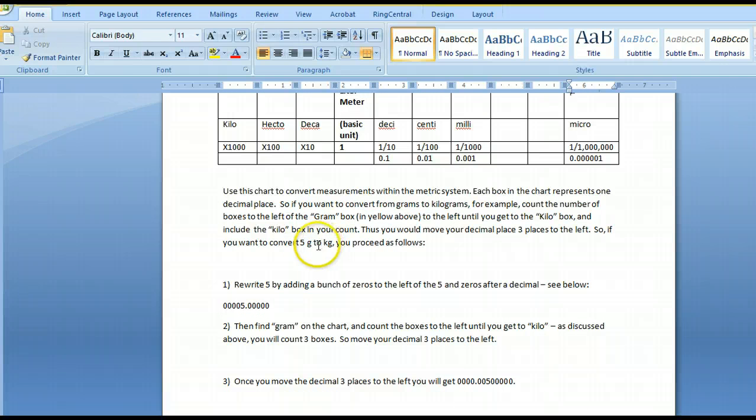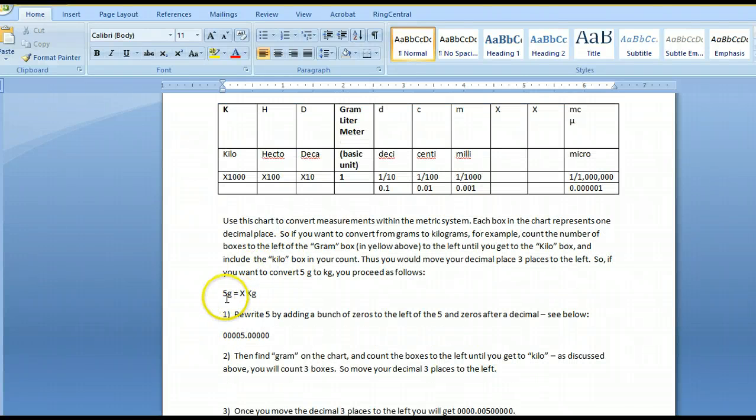The problem is we want to convert 5 grams to kilograms. So what I'm going to do is just rewrite 5 grams equals X kilograms. You could do a little k or a big K. I've got a little k here. Let's do big K, kilograms. X just means that's our unknown. That's what we want to solve.